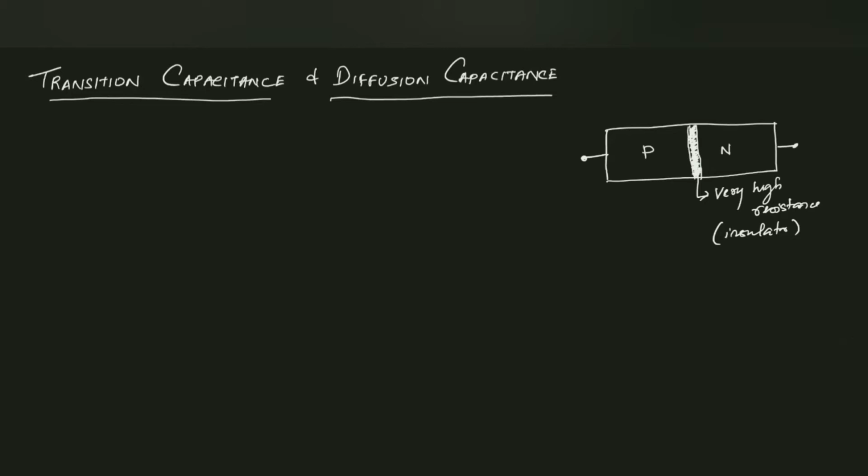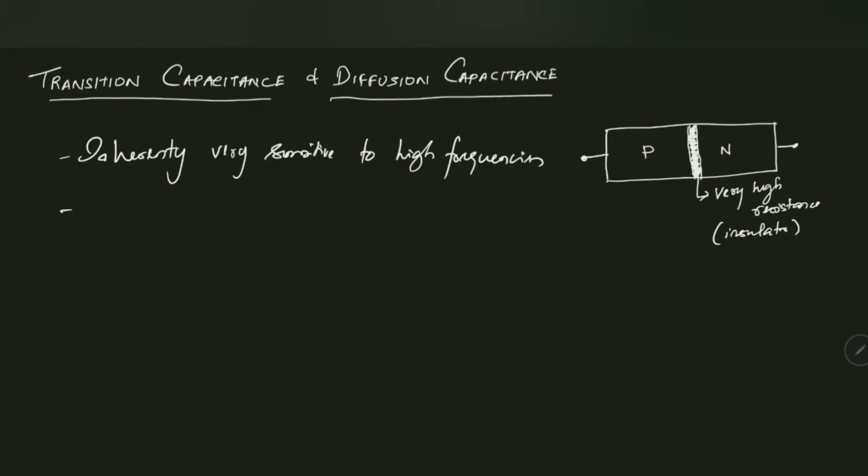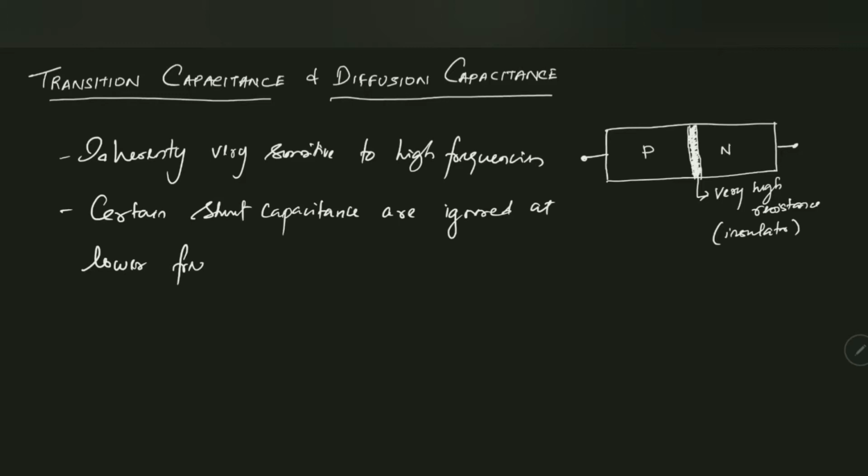Now it is also very clear that electron devices are inherently very sensitive to high frequencies, and certain shunt capacitances are neglected, or actually these shunt capacitors are ignored, at lower frequencies. So these are very common in semiconductor devices.